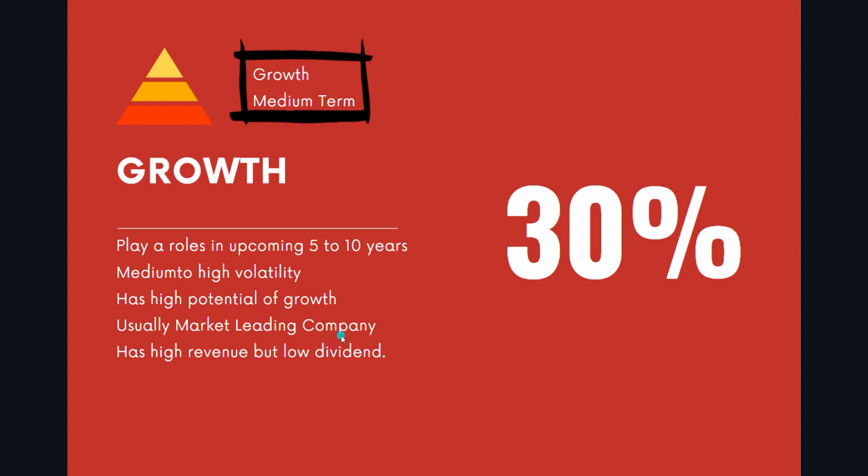High revenue but low dividend. That is because they will be using the money from the revenue and reinvesting it into their own company growth. And that is why they give low dividend. But that's subject to the company, okay? It could change, it could vary depending on the company. So put 30% into these types of stocks.